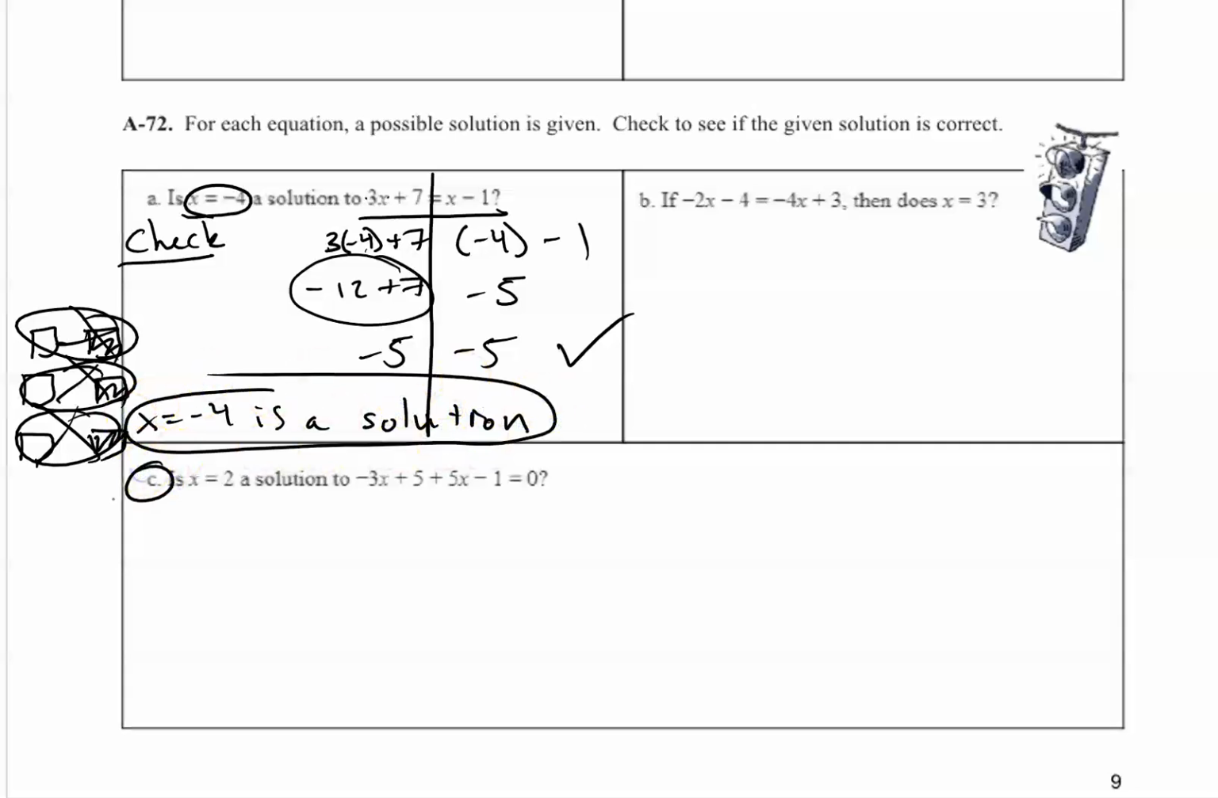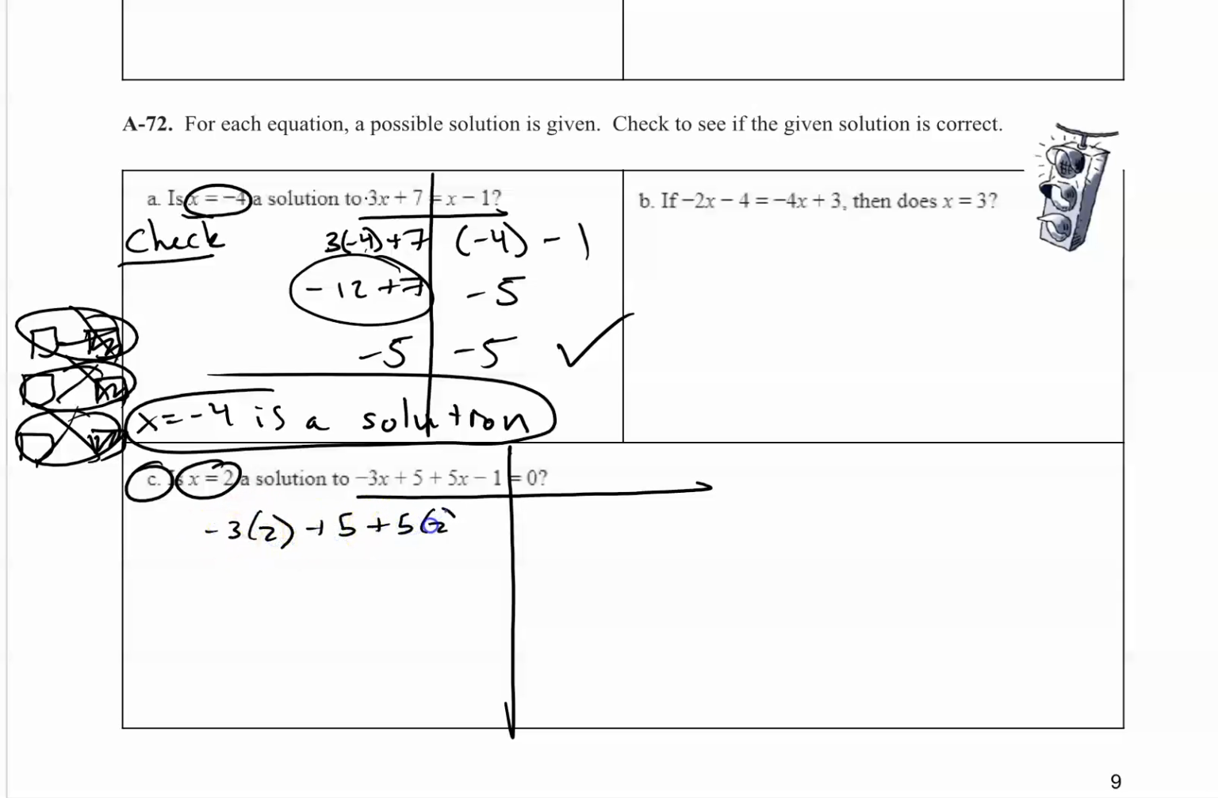Let's look at C. Is that a solution? Let's plug in 2 and find out. Negative 3 times 2, add 5, plus 5 times 2, subtract 1, and we got 0. 3 times 2 is 6. Negative times positive, negative. So it's negative 6 plus 5 times 2 is 10. Both positive, and then subtract 1. Still have 0 on the right. Negative 6 plus 5. Well, negative 5 plus 5 is 0. So negative 6 plus 5 is negative 1.